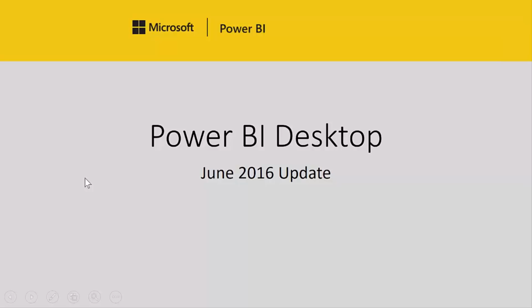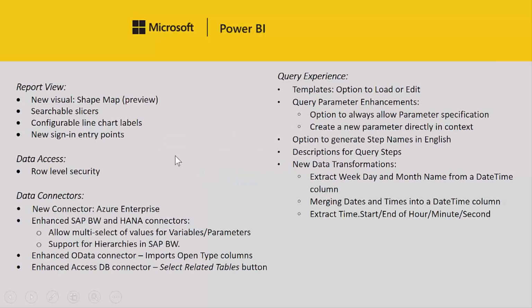Hello everyone, this is the June update of Power BI Desktop, and let's see what we have for you this month. We'll start with the report view, and here first of all we have a new visual called Shape Map. This is a mapping control that cannot show precise geographical locations of data points on a map, but its main purpose is to show relative comparisons of regions on a map by coloring them differently.